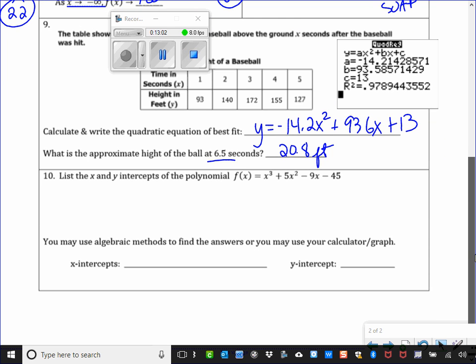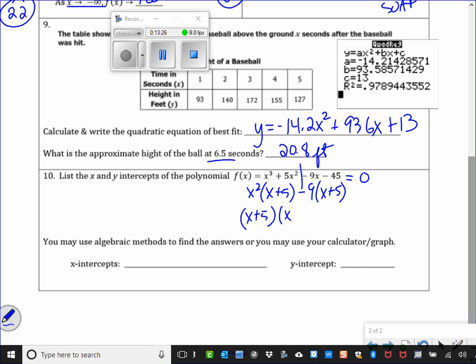Okay, last question. So list the x and the y-intercepts of this polynomial. So there's a couple ways you could do this. The x-intercepts are when the equation equals 0. So if you wanted to, you could split this problem, factor it, take out x squared and get x plus 5, minus, take out 9 and get x plus 5. So you get x plus 5 and x squared minus 9. So that factors even more to x plus 5 and x plus 3 and x minus 3.